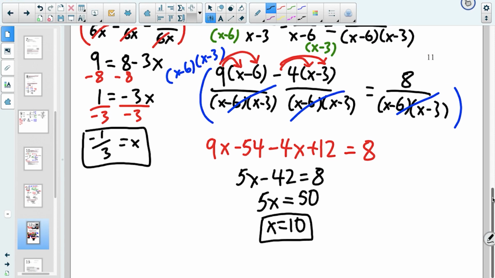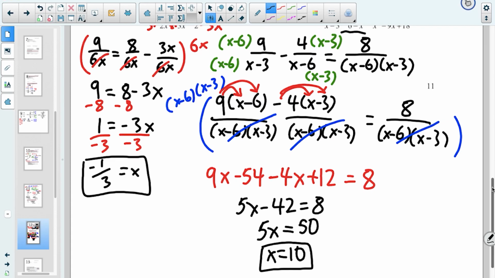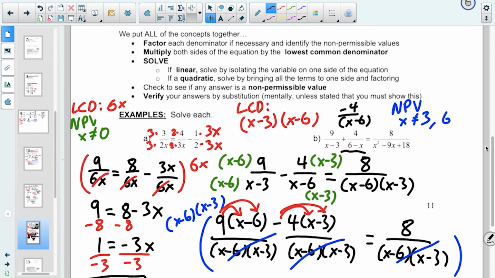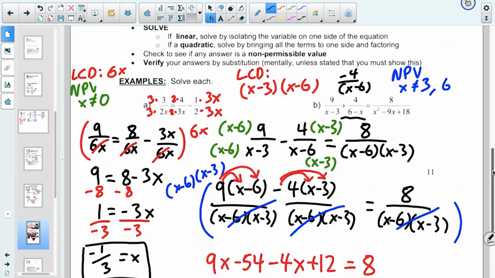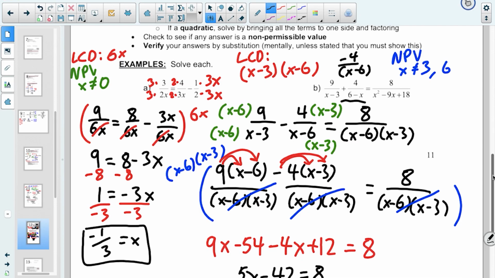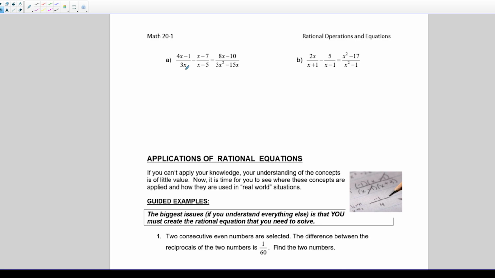So if I were to go ahead and verify my answer here by plugging x equals 10 back into my original equation, I should get the same thing on the left-hand side as I'm getting for the right-hand side. So let's go ahead and work through two more questions together here.